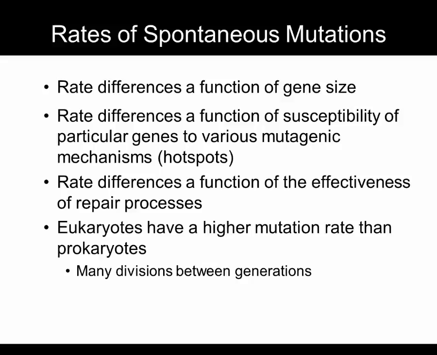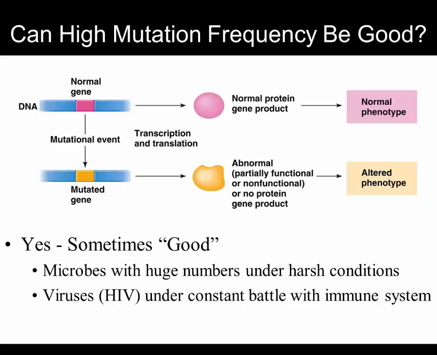This all isn't to say that high mutation rates are always bad. Microbes growing under harsh conditions, and viruses like HIV that are constantly battling an ever-adapting immune system, tend to have higher mutation rates. The combination of large numbers and adverse environments can make mutations helpful. It's okay if most of the mutations are detrimental, as long as a small fraction get beneficial phenotypes that allow them to survive and reproduce.